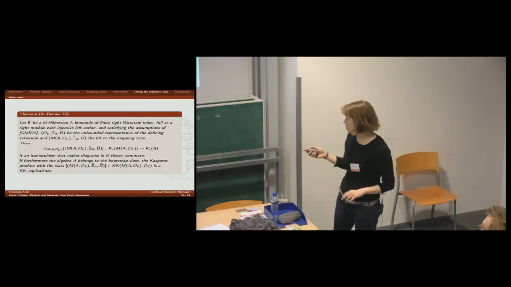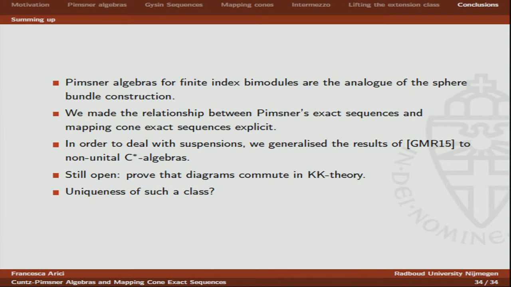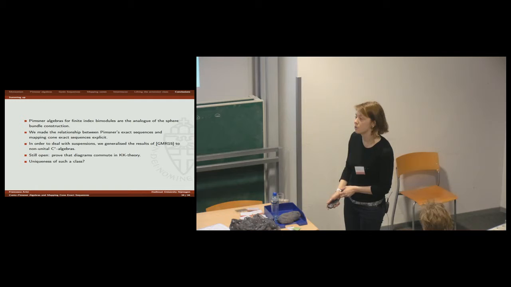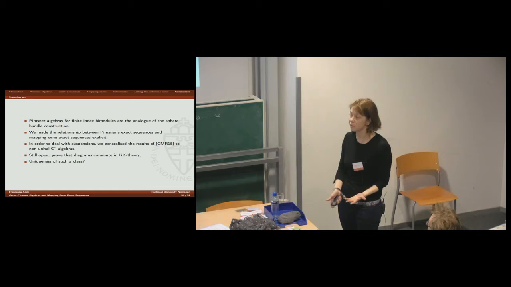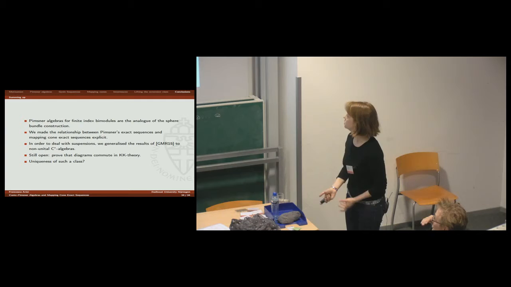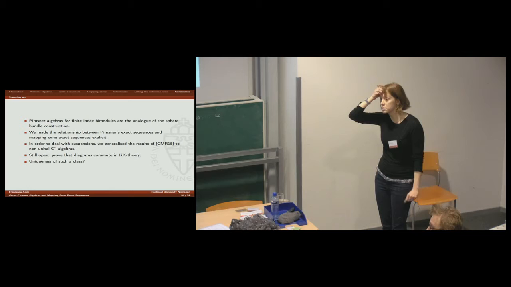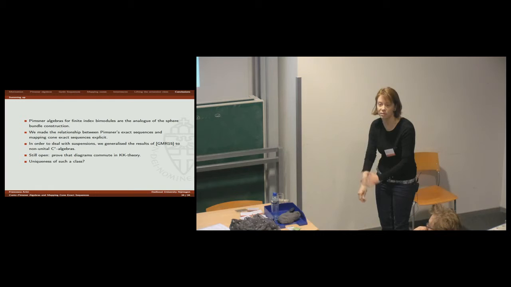So this works partly, but there are still some open problems. What we get is that the map we constructed in this way makes diagrams in K-theory commute, but we don't know anything about whether this map does the job for KK theory. This is still an open problem, and we have not been able to prove this. We know that in the bootstrap class this is also a KK equivalence, but this doesn't tell us that it makes KK diagrams commute. So this is something we need to work on.